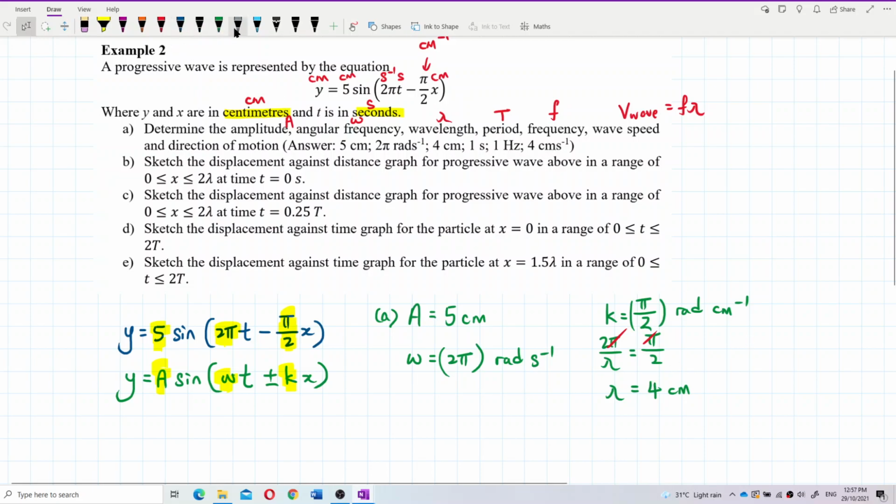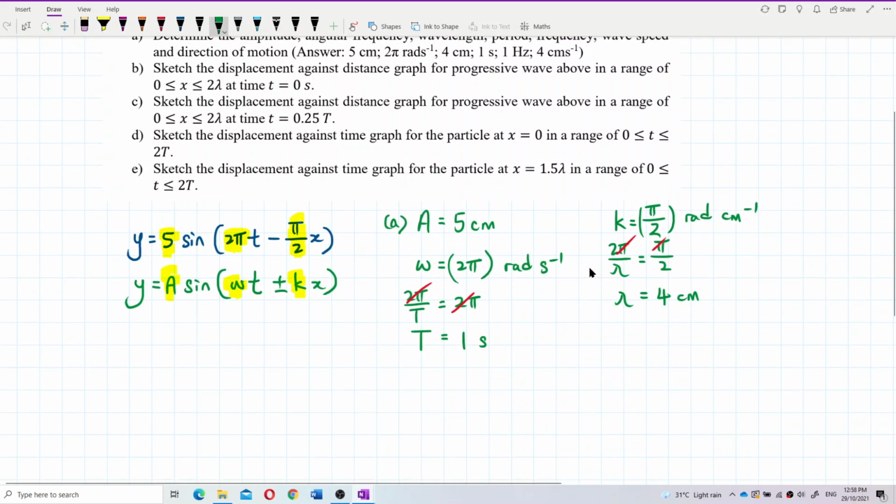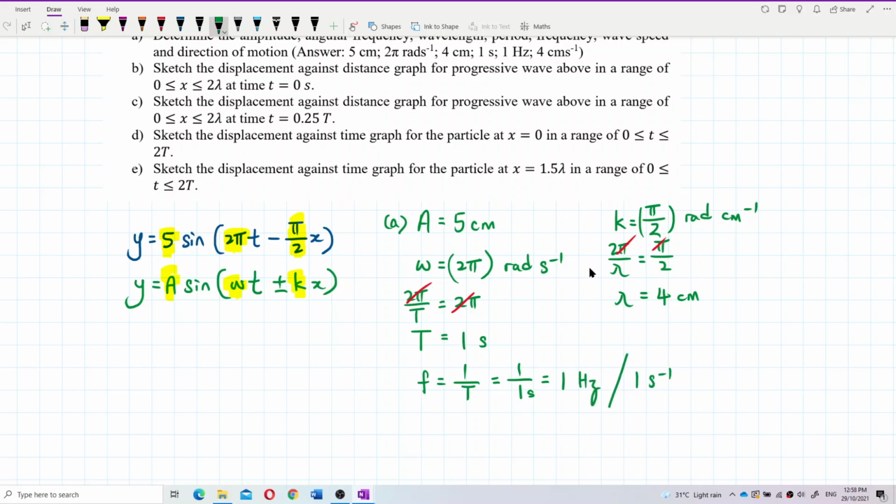And then what's the period? We find the period from omega. Omega is 2 pi over period. So from there we can get our period. Cross multiply, and we get 1 second. That's our answer. And then what's the frequency? Frequency we can find from the period. Frequency is 1 over period. Our period is 1 second, so our frequency is 1 hertz, or you can write it as 1 per second. That's the answer. We have got all the answers already actually.